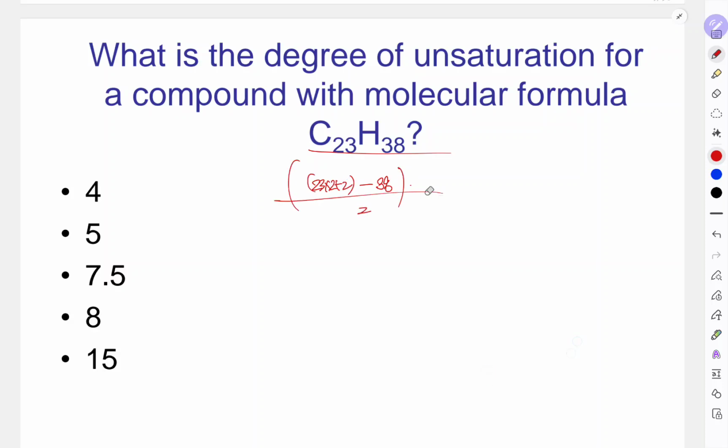Another one: the degree of saturation for a compound, so you can do the mass. So you have 48, then you have 38. That means DU has to be 5, right?